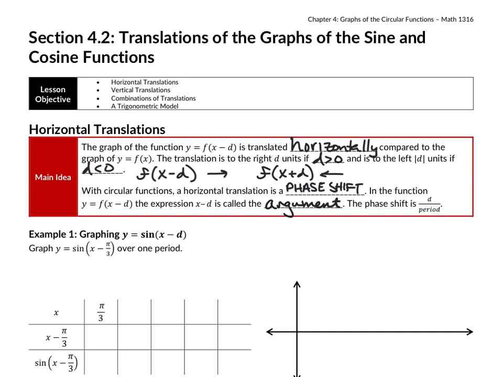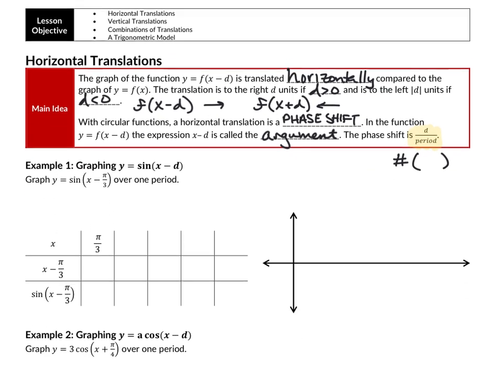And a phase shift is always going to be d divided by the period, and this is especially important when you don't actually see the period listed, meaning if you don't actually see a number in front of the parentheses for x minus d, then the phase shift would have to be divided by the period, which is that number in front of the parentheses. Now, the first few examples, we're not going to have to worry about that, but I'll point it back out to you whenever we get to a problem with that.